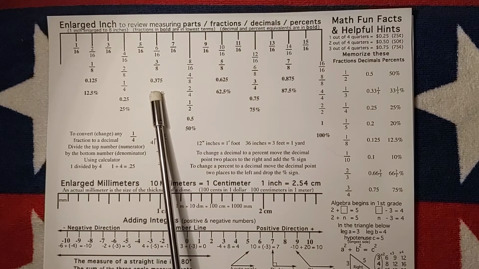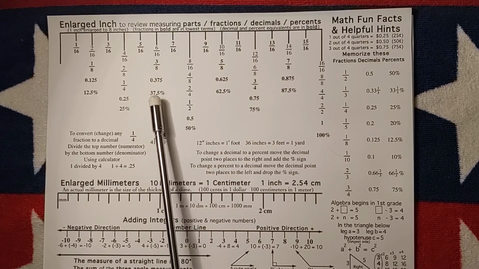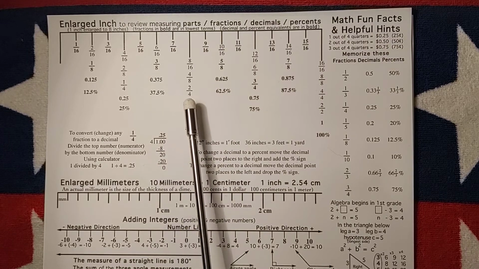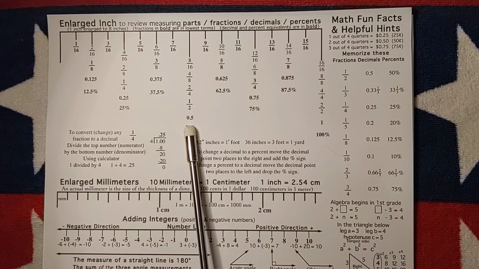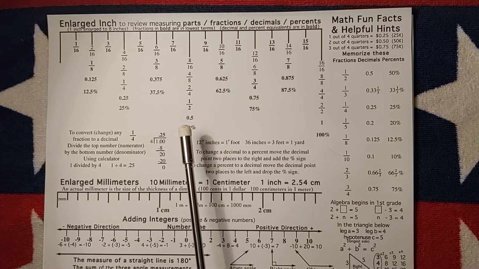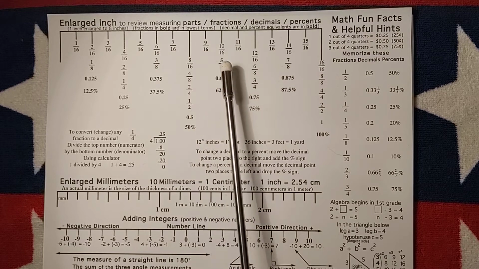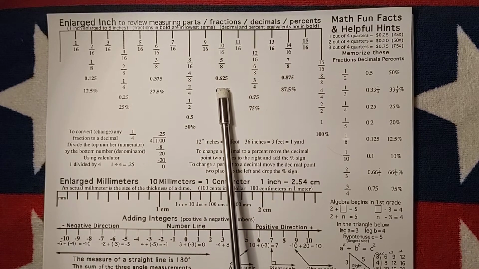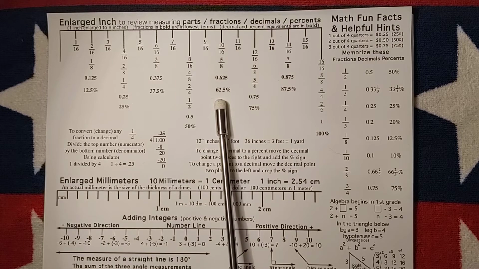3/8 is 0.375, 375 thousandths, and 37.5%. 1/2 is the same thing as 0.5 or 5/10ths and 50%. 5/8 is 0.625, 625 thousandths, and as a percent, 62.5%.